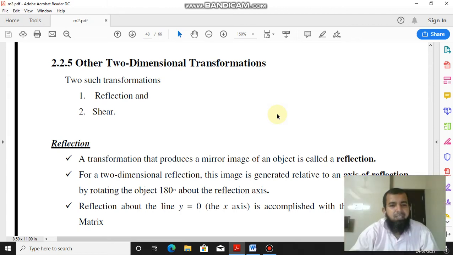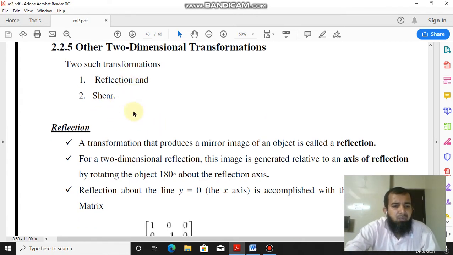Hello friends, the next part in two-dimensional transformation is reflection and shearing. In the previous video I explained translation, rotation and scaling. Now we'll study reflection.